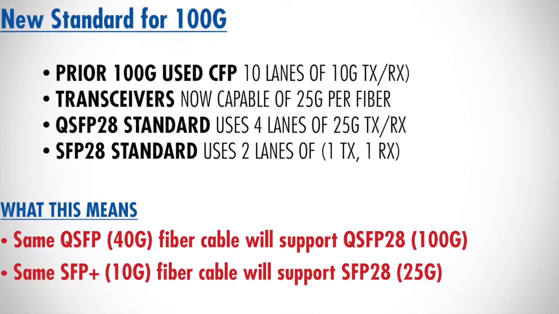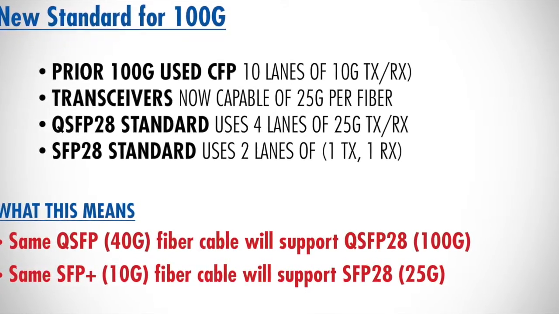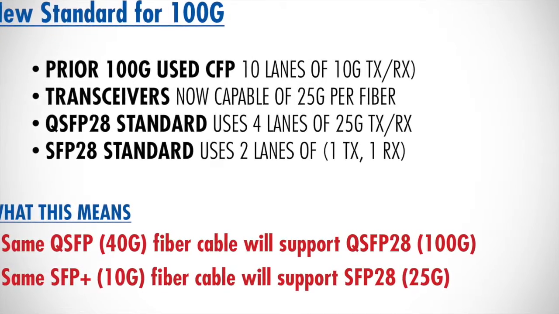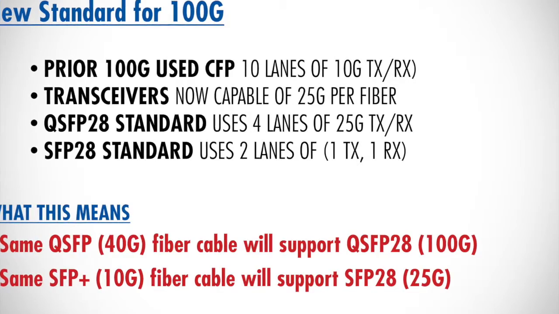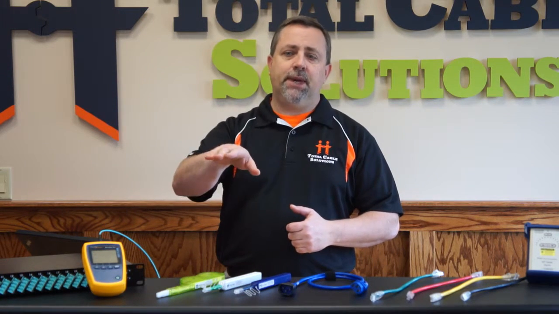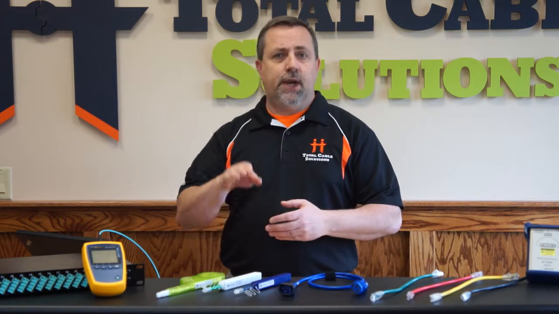It works great. But the new standards are based on the fact that transceivers are now capable of putting out 25 gig per lane. And this has led to the new QSFP28 standard, which actually leverages 4 lanes of 25 gig transmit and 4 lanes of 25 gig receive. And there's also the new SFP28 standard. And this utilizes 2 lanes, again, of 25 gig send and receive.